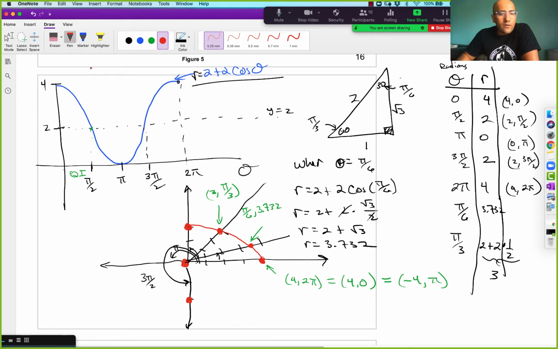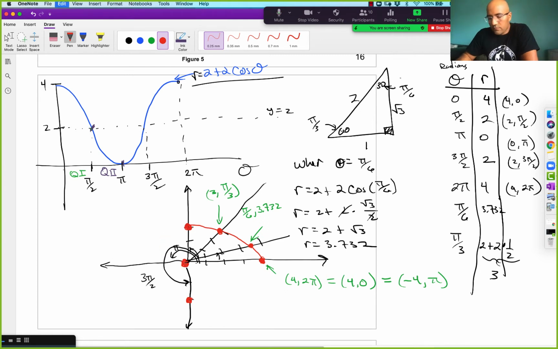Good. Okay, now over here, let's use a different color. Let's make it all pretty colorful. It's purple. This guy is Q2, right? From here to here. So the R value in quadrant 2 is going to start off at a value of 2, and as the angle increases from 90 degrees to 180 degrees, from pi over 2 to pi, the R value is going to get smaller and smaller until it reaches 0.